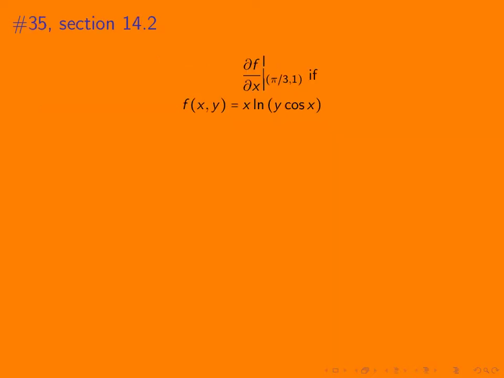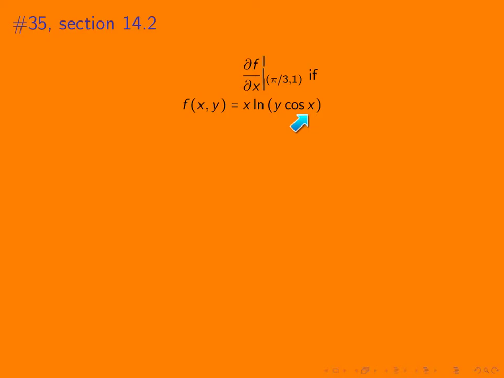So this next one is decidedly more messy, and there are two steps. So first we're going to find the partial derivative of f with respect to x, and then we're going to evaluate it at the point pi over 3 and 1. And notice that the function of x and y has a couple x's. There's an x out there and an x out there. So that's going to make things just a little bit messier. So let's just be careful.